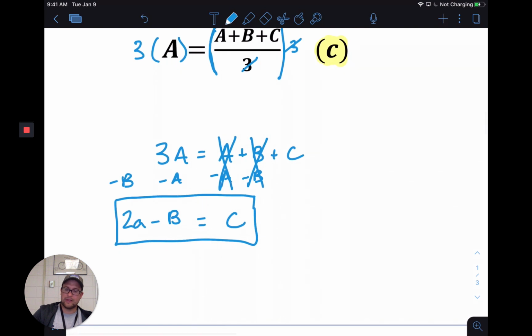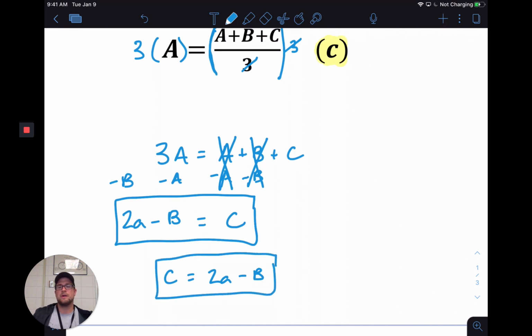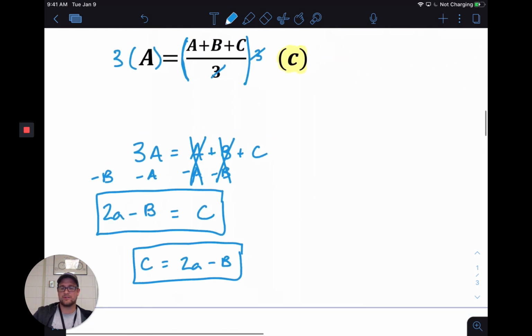Some people, or some teachers I guess too, would also like you to always write the variable that you're solving for on the left-hand side. So either one of these two answers would be acceptable. As far as me, I really don't have a preference. I would take either one of those two as just the same.